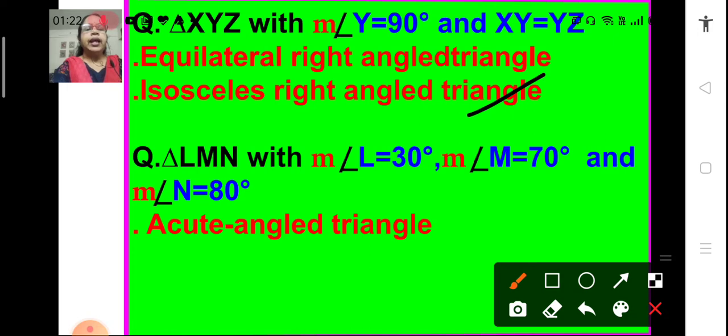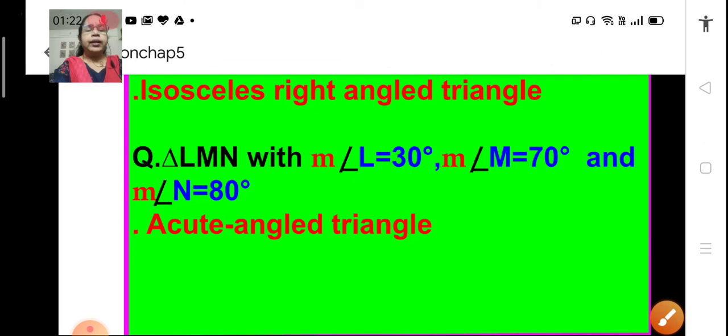Next, triangle LMN with measure of angle L is 30 degree, measure of angle M is 70 degree and measure of angle N is 80 degree. All the angles are acute angles. So it is an acute angle triangle.